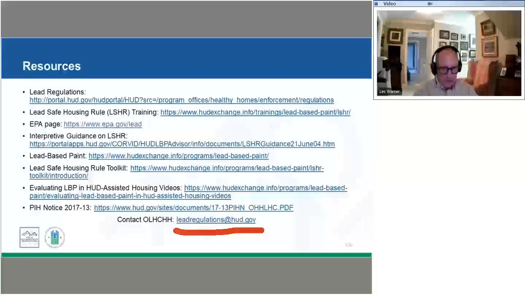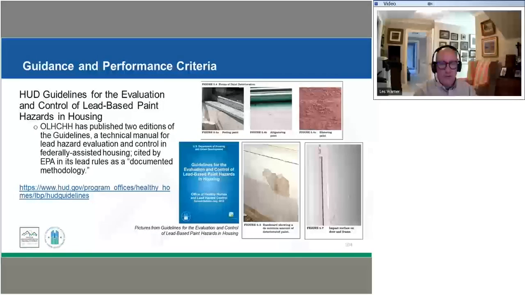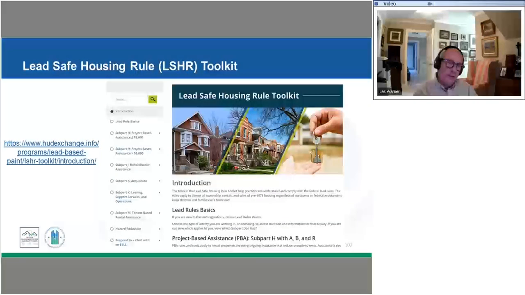Just as we're looking at this, I'll also re-mention signing up for notifications under the HUD Exchange so that as any new tools or resources are available, you would be notified of that. And then as we mentioned, the HUD guidelines, chapter by chapter, will be very useful in seeking additional information, the videos that Chris and I have been talking about, and then specifically the toolkit, which covers each of the subparts, and then some cross-cutting things that would apply, such as EBLL children.